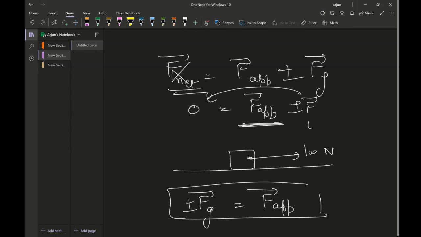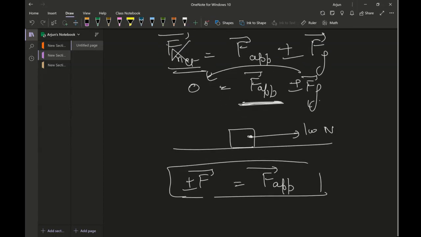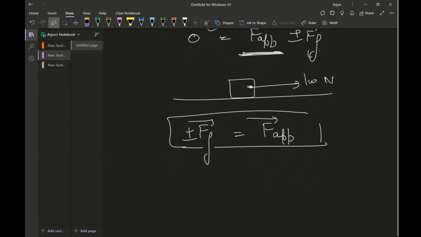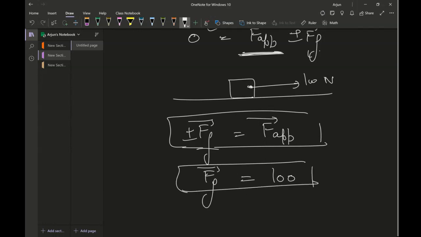Okay, I made a mistake here. I accidentally wrote it as force due to gravity. It should be force due to friction. So it is force due to friction. Now, this is what we got. So the applied force was 100 Newton, and force due to friction will obviously be equal to 100 Newton in that scenario. So if the applied force is in the positive direction, force of friction will come out to be in the opposite direction. Force of friction will be negative 100 Newton.